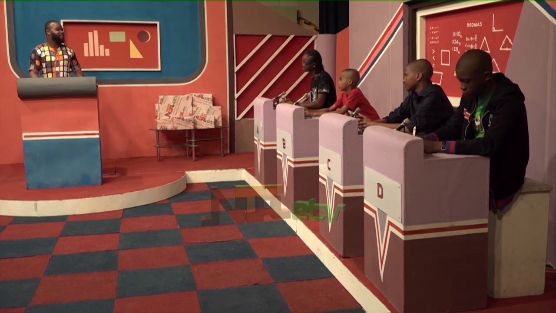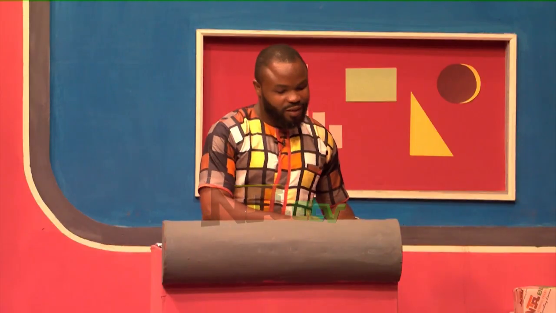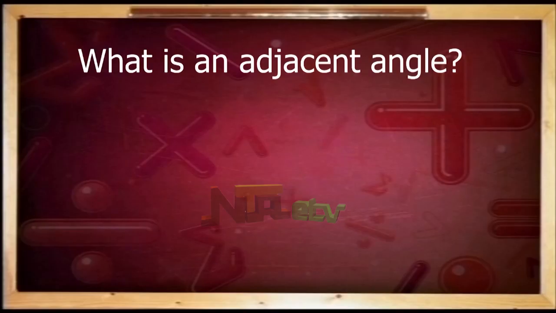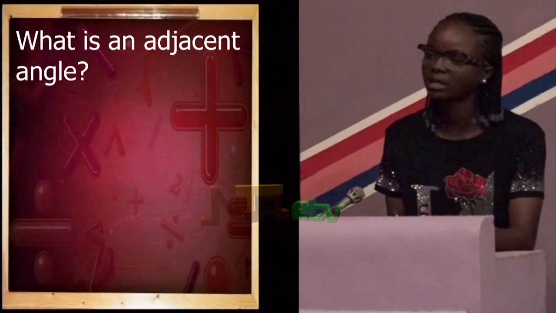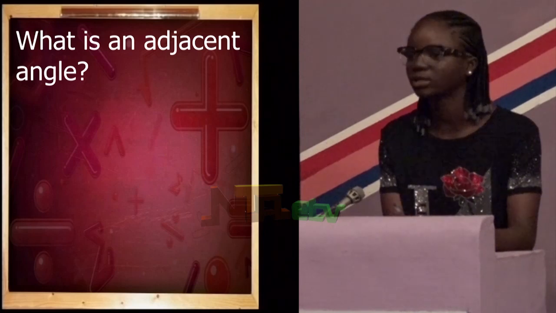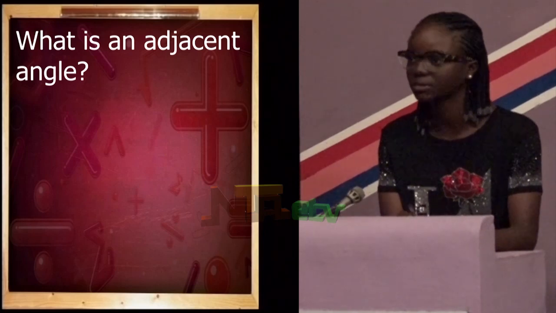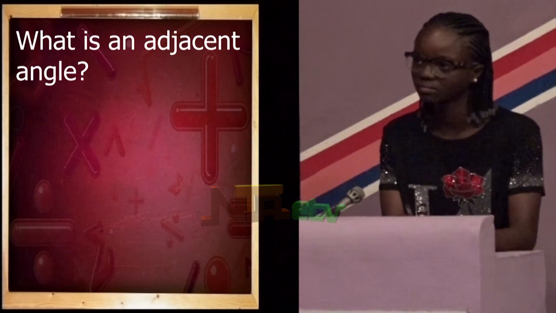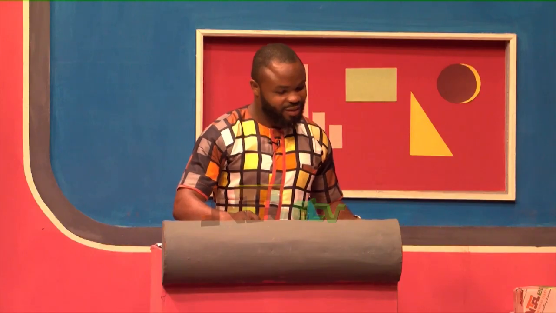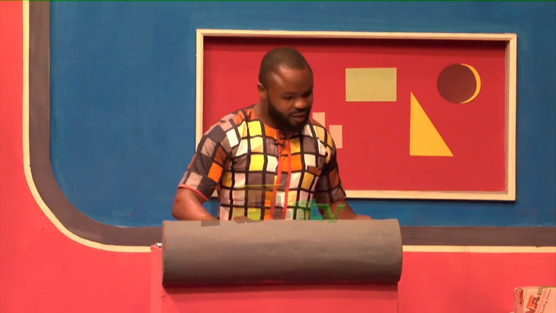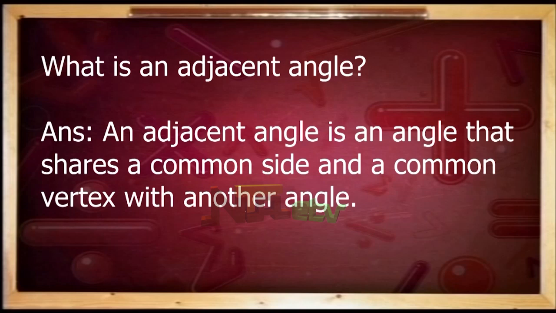Let's start now. Contestant A, your question. Question number 1. What is an adjacent angle? An adjacent angle is angle on a straight line which sum up to give 180. That is not correct. And your time is up. An adjacent angle is an angle that shares a common side and a common vertex with another angle.